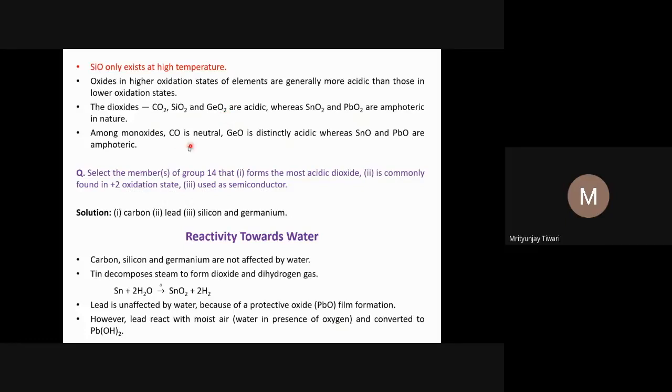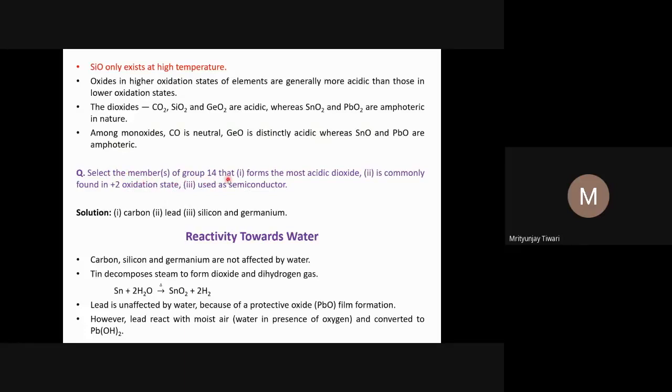Among monooxides, carbon monoxide is neutral, GeO is distinctly acidic, so CO is neutral, and GeO, germanium monoxide, is distinctly acidic, and tin monoxide and lead monoxide are amphoteric. So what we see, whether it is dioxide or monooxide, the oxides of tin and lead are amphoteric in nature. Oxides of germanium are always acidic, whether it is GeO2 or GeO. However, monooxide of carbon is neutral, and the dioxides of carbon and silicon are also acidic in nature. Let's take this question.